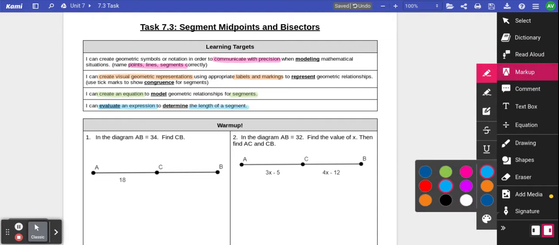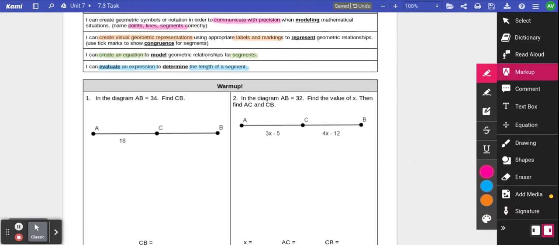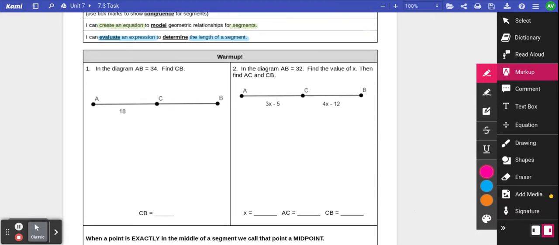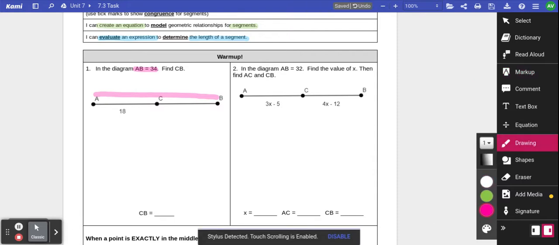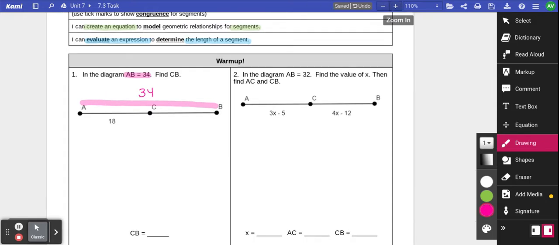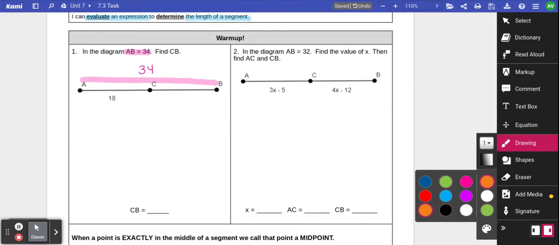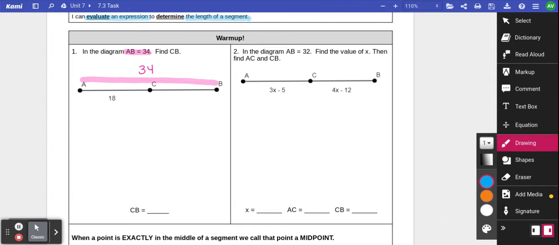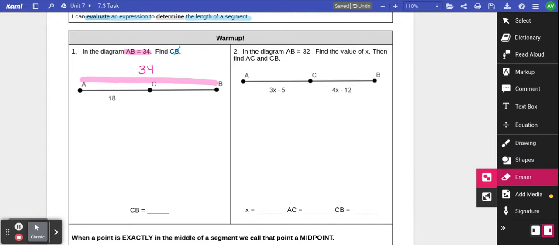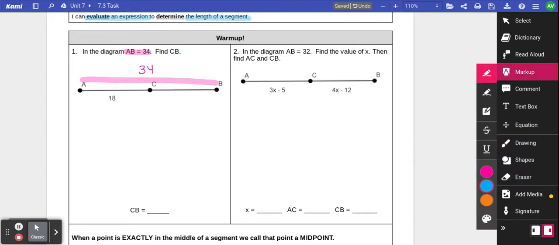Let's go ahead and start with a warm-up today based on what we did last time we were here in class. So in this problem, it says that in the diagram, the length of AB is 34. I'm going to go ahead and label that on my picture. AB, the length is 34. Now we want to find CB. So we want to figure out how big the length of CB would be. CB in this picture would be this guy right here.